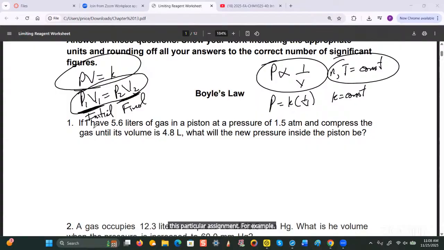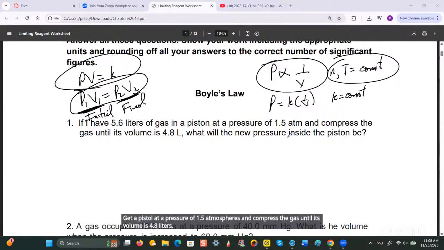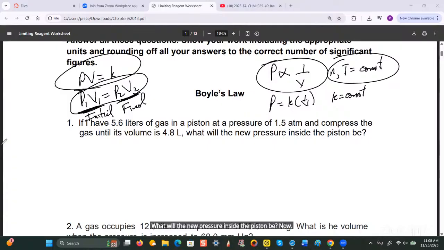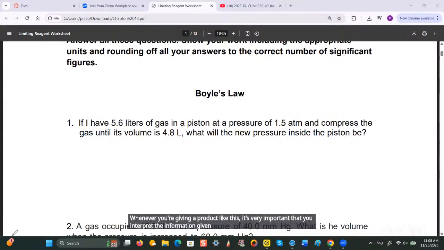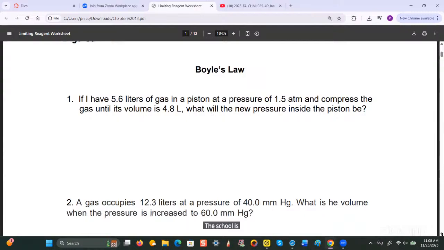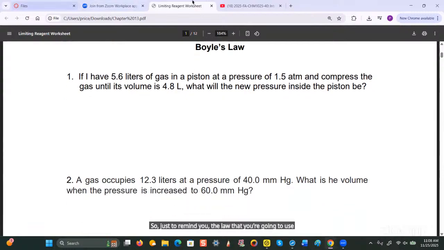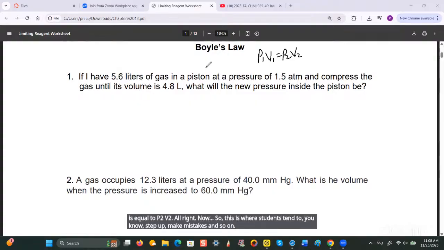For example, if you look at question number 1, it says, if I have 5.6 liters of gas in a piston at a pressure of 1.5 atmospheres and compress the gas until its volume is 4.8 liters, what will the new pressure inside the piston be? Now, whenever you're given a problem like this, it's very important that you interpret the information given in light of the law that you're going to use. Let me just scroll this down a bit. So just to remind you, the law that you're going to use is P1 V1 is equal to P2 V2. All right. Now, this is where students tend to slip up and make mistakes. They use the wrong values in the wrong place in this equation.